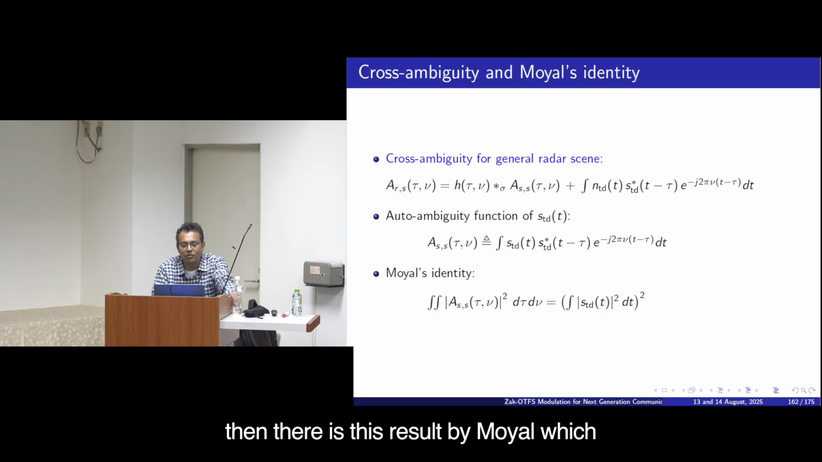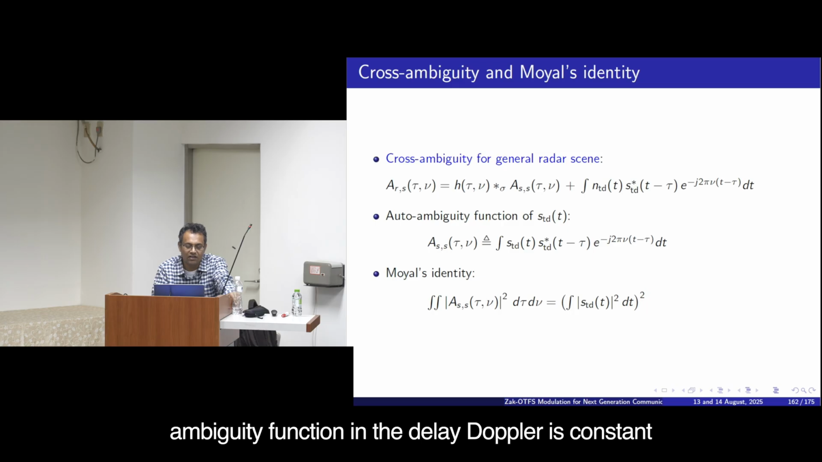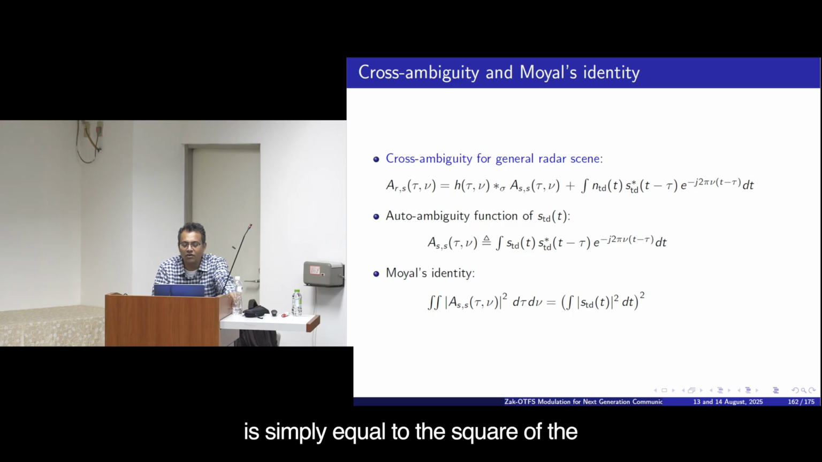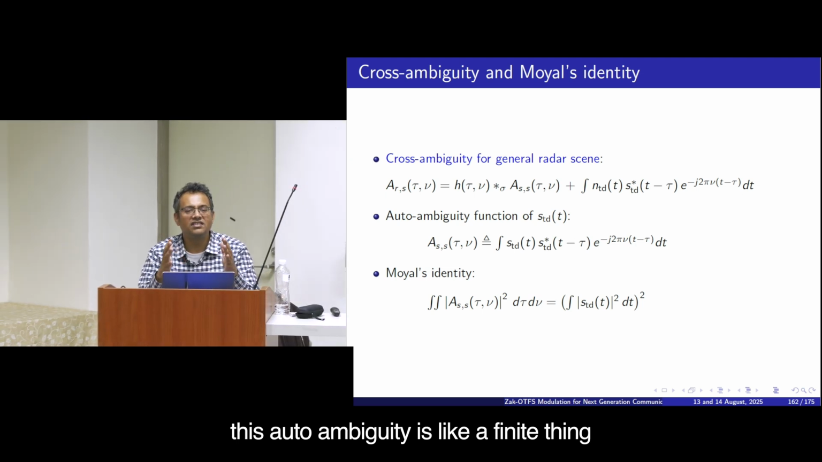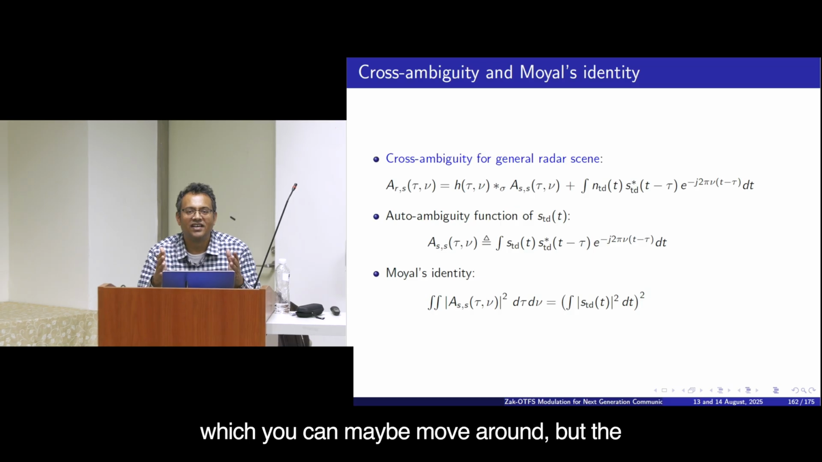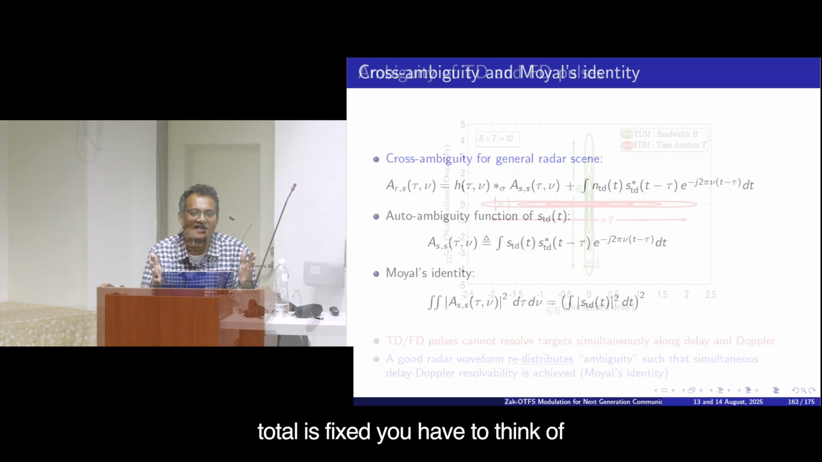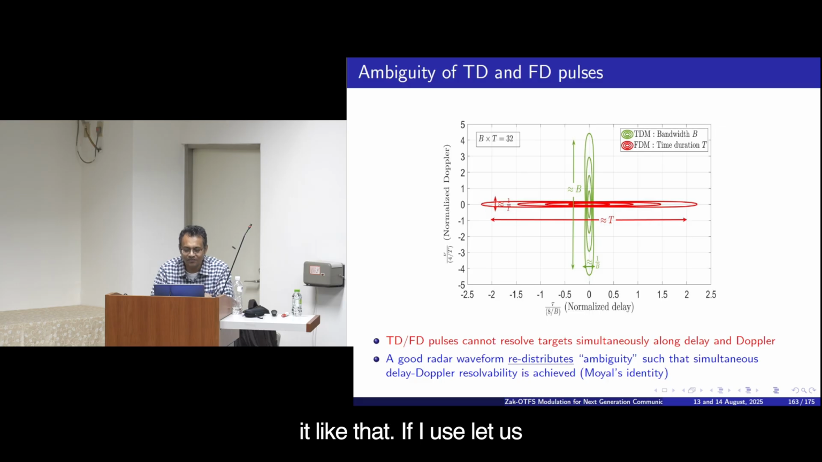So, this is your received cross ambiguity, this is the auto ambiguity of your signal, and then there is this result by Moyal which says that the total energy of this cross ambiguity function in the delay Doppler domain is constant, simply equal to the square of the energy of the signal that you transmitted. So, this auto ambiguity is like a finite thing which you can maybe move around, but the total is fixed. You have to think of it like that.